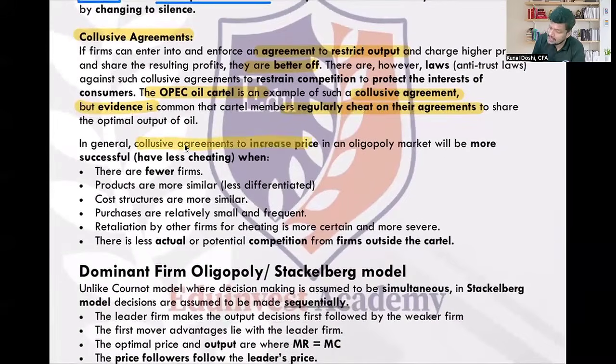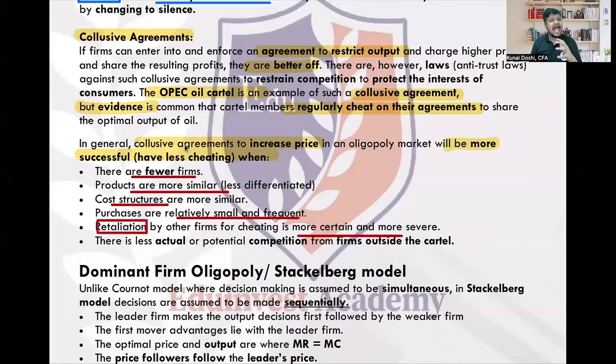Now, in what case will the collusion agreement or the cartel be successful? That is, in what case won't the cheating happen? It is only possible when there are very few firms and they are all selling the same product with the same cost structures. The cost of production is relatively the same. Purchases from the buyers are relatively small and frequent. Retaliation, like punishment for cheating, is more severe, correct? And there is no competition from outside.